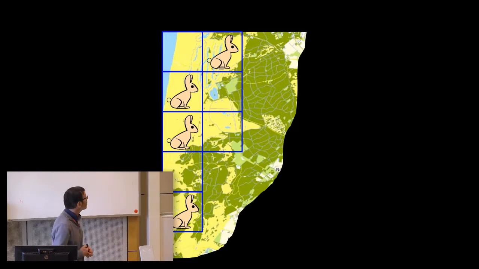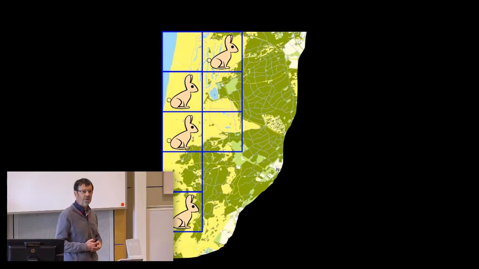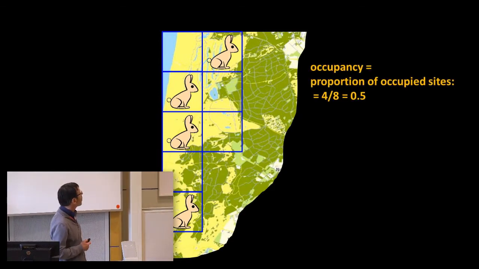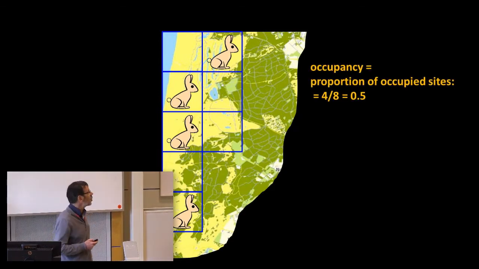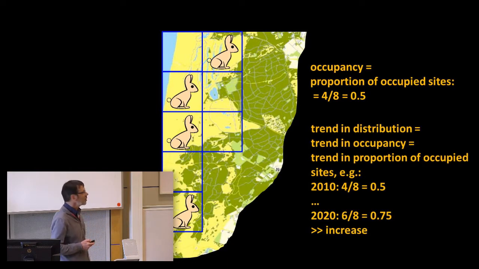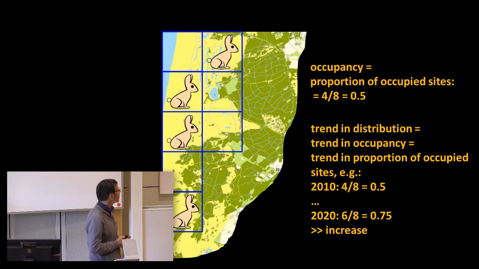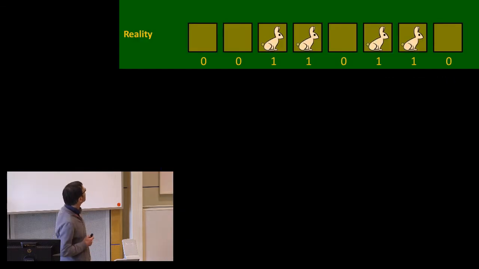Here it goes. Rabbits in the Netherlands, coastal area. 8 sites, 4 with rabbits, 4 occupied sites. So occupancy is what you call the proportion of occupied sites. Here, 0.5. Half of the sites are occupied. That's clear, yes? So trends in distribution are the same as trends in occupancy, which is the trend in the proportion of occupied sites. So that's clear? That's what we're going to do.